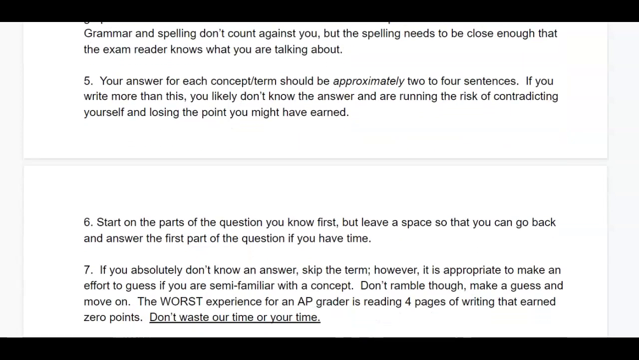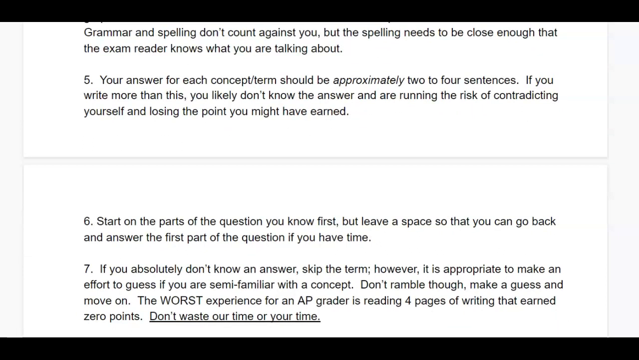Start on the parts of the question you know first and make sure you leave a space so that you can go back and answer the first part of the question if you have time. If you absolutely don't know an answer, skip the term. However, make an effort to guess if you are somewhat familiar with the concept. Don't ramble, don't waste our time. The worst experience as an AP grader is reading 4 pages that earns a 0, and it's so depressing. Please help us out, save our time, save your time. Take a guess if you are somewhat familiar, but don't guess if you don't know.